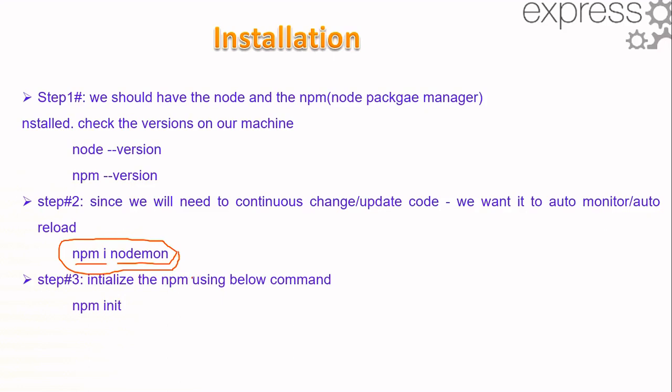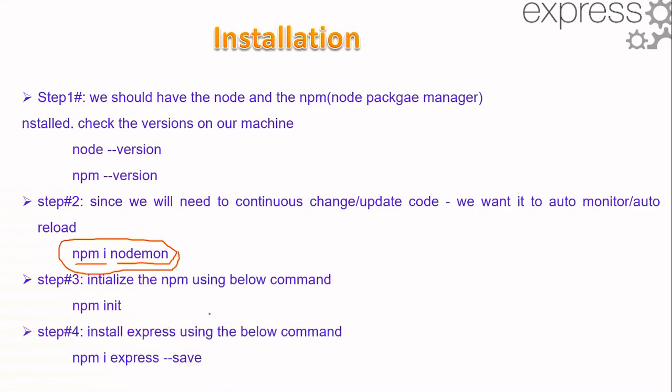Then next, we have to initialize npm using the following command: npm init. Then install Express.js using this command: npm i express --save. Once we have followed all these commands, Express.js is installed in our Visual Studio editor.